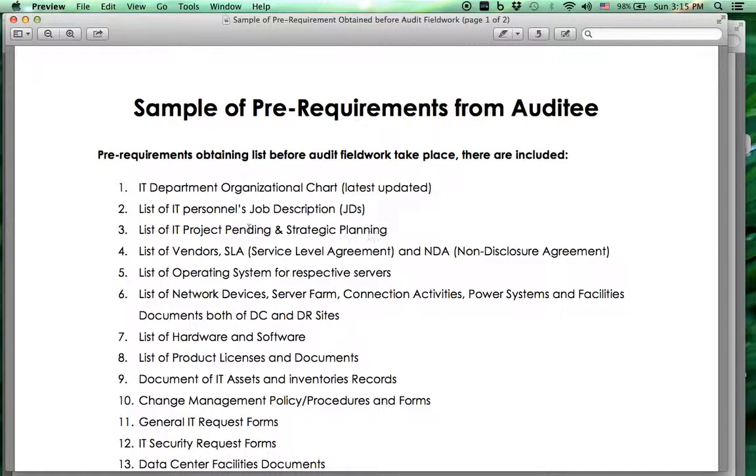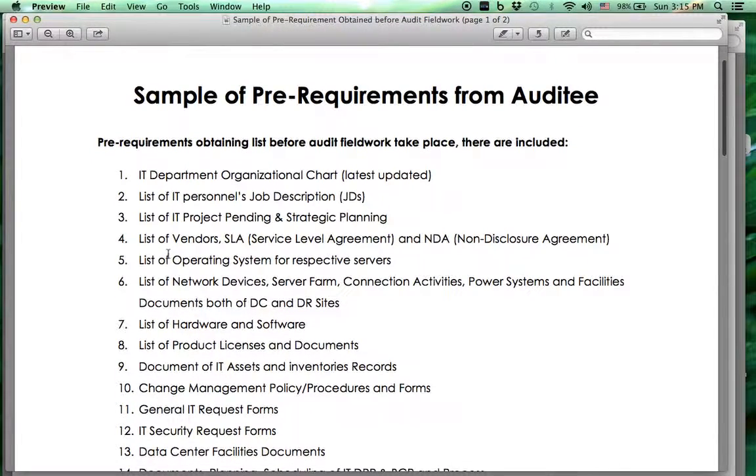And number four, you also obtain the list of vendors. What are the current vendors, what are the previous vendors, and what are the ongoing and future vendors that the IT team needs to engage to conduct projects. So you need to obtain the documents, both the SLA agreement and also the NDA agreement.